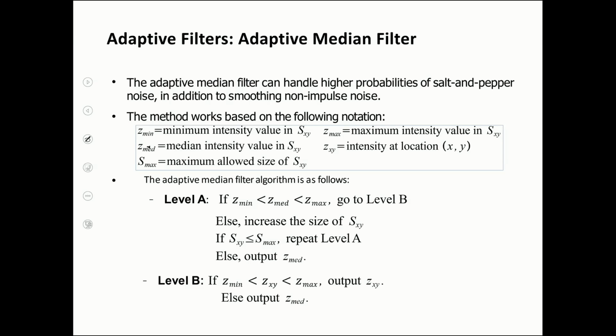Again, check also the pixel that I am concentrating on to be in between these two. If the pixel itself that I am pointing towards is in between min and max, it means that pixel itself is not salt and pepper. So it means that I don't need to do anything. No need to do any filtering because that pixel doesn't have salt and pepper noise.